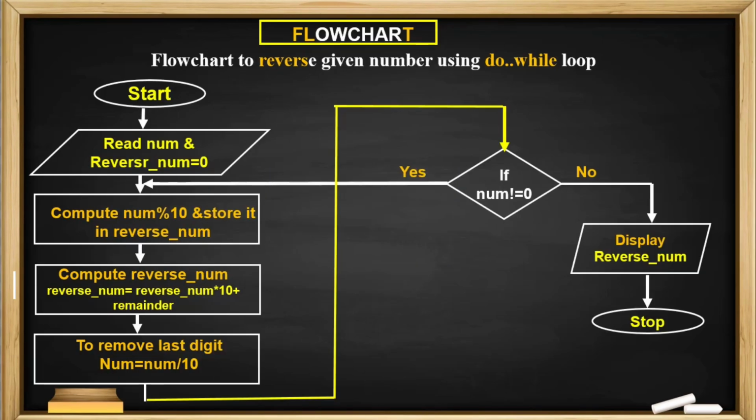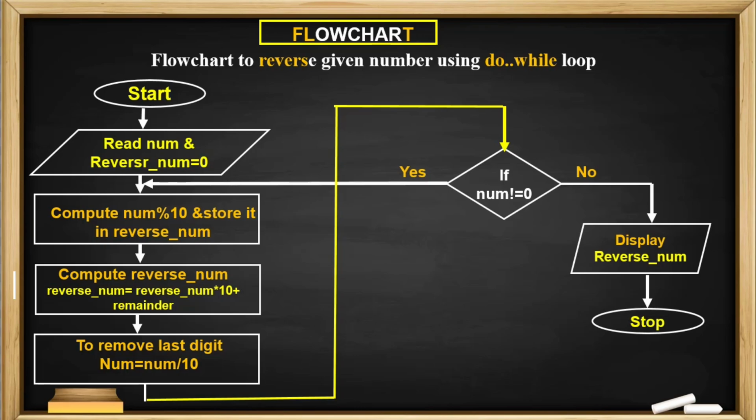Now we will see flowchart. Flowchart is a graphical representation of an algorithm. Flowchart always begins with start and ends with stop. Number is read and stored in num. And initialize variable reverse num as 0. Next, we compute num mod 10 to find remainder and store it in reverse num. We compute reverse number using formula, that is reverse num equals to reverse num into 10 plus remainder. Then to remove last digit of a number, we divide it by 10.